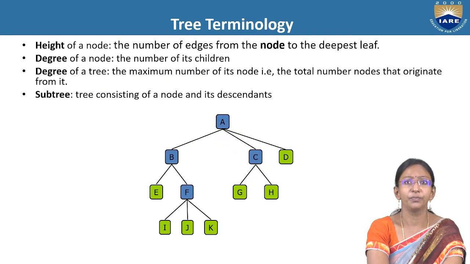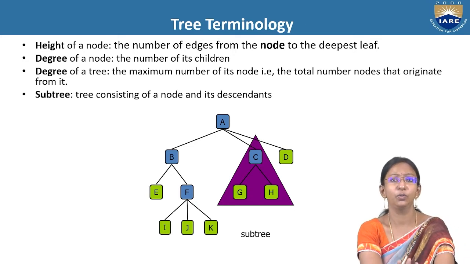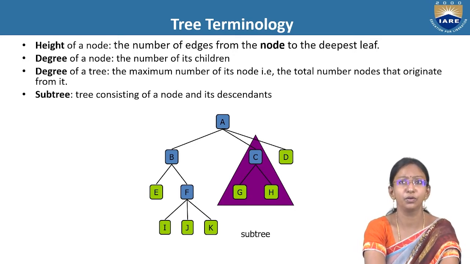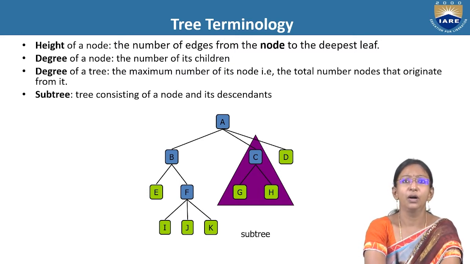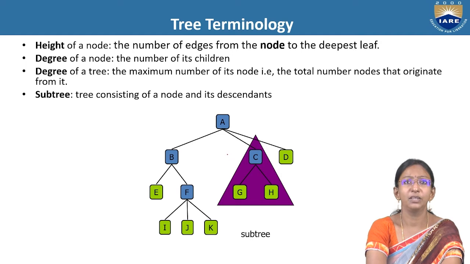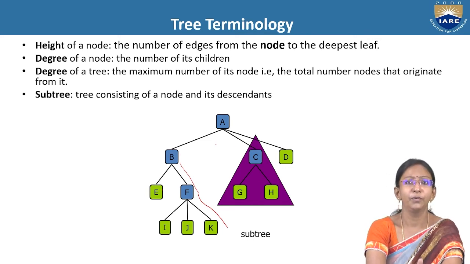So this is how we are going to calculate depth of any node, right? So the next terminology is the height. Height of a node is the number of edges from the node to the deepest leaf. For example, consider the height of node B. Even though E is a leaf, it is not the deepest one. I, J or K stand as the deepest leaves of node B. So its height will be 2, right?